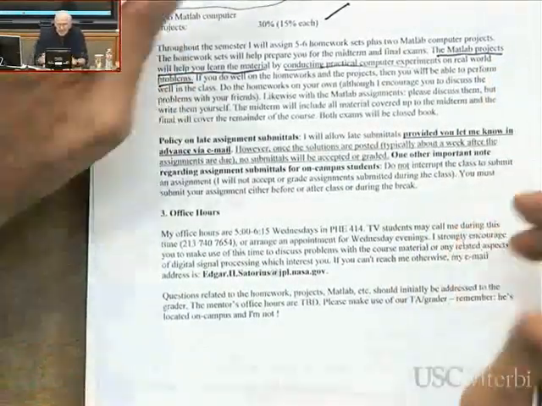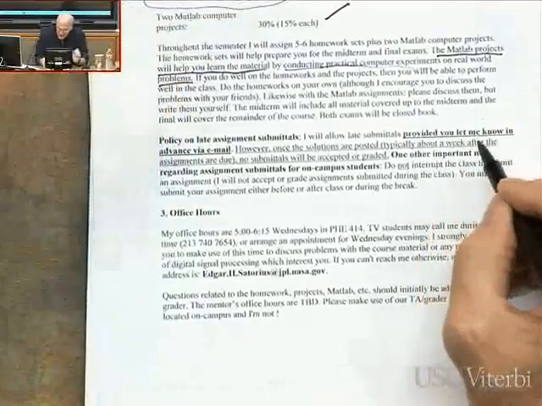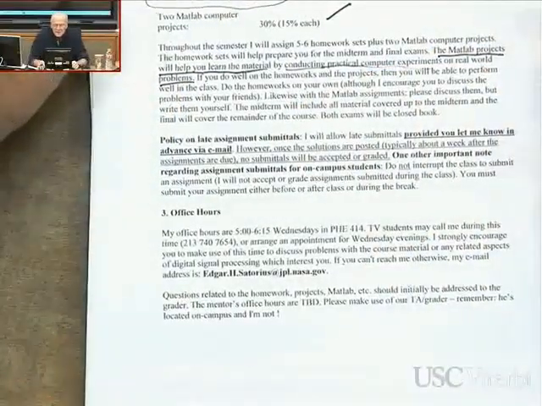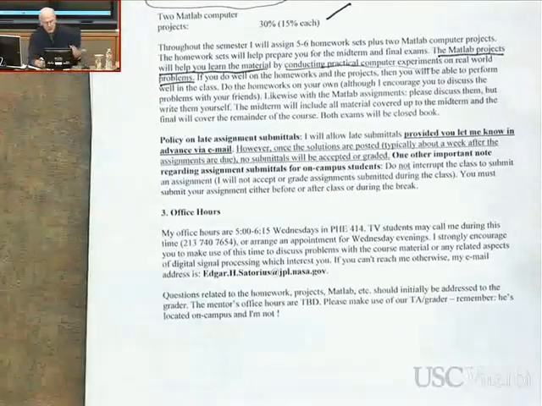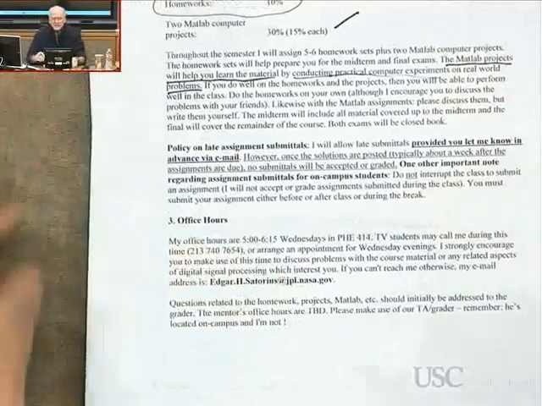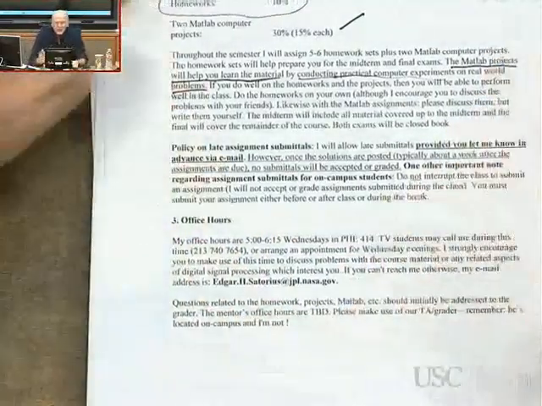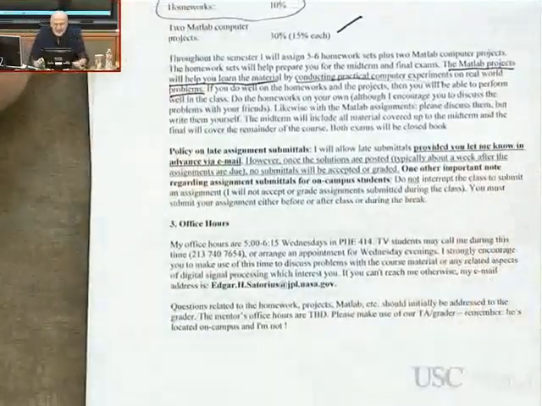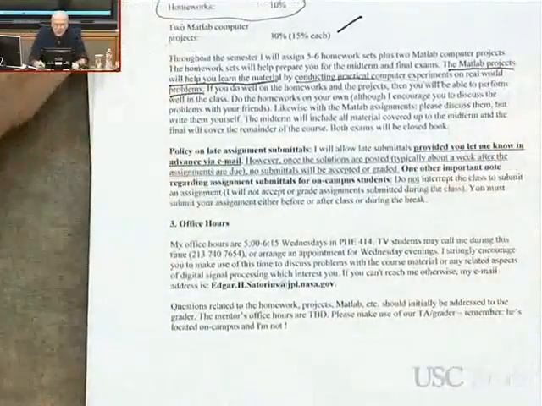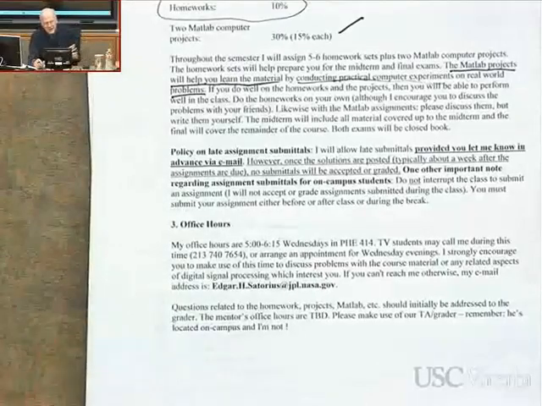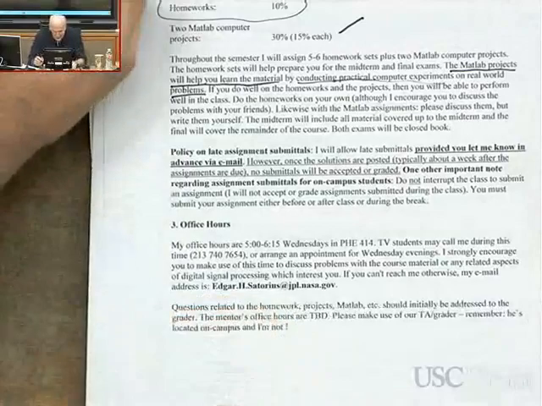Here's the caveat: you have to let me know in advance via email. If the homework will be due Wednesday, which is the class day, and you realize on Thursday, oh gee, I need to send the professor an email, that's too late. All you have to do is send me an email, but I need to see it before the homeworks are due. So if the homeworks are due at 5, you send an email that day before the class. Fine, that's fine, but you have to send me that email.